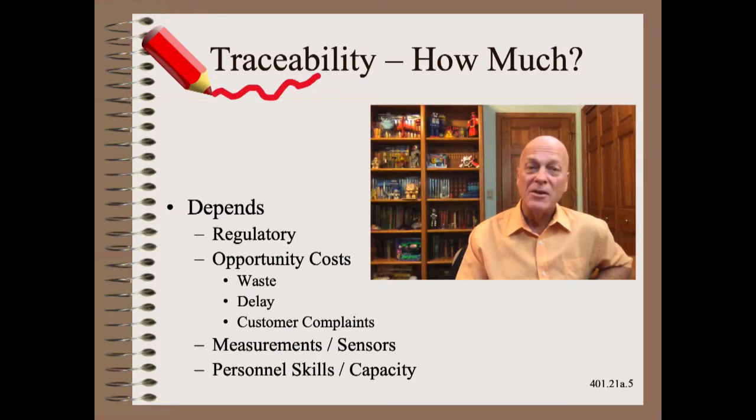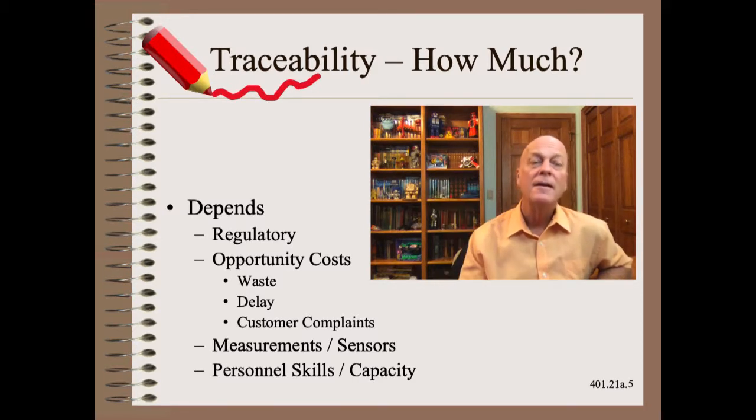So, how much of this traceability bookkeeping work do you need? Well, of course, that depends on the details of your process and product circumstances. If you are in the food, drug, aviation, and other industries, a certain amount is required by law. The rest of you can look at the opportunity costs associated with waste, delay, and customer complaints. Refer to earlier clips in this critical thinking series on how to do this.